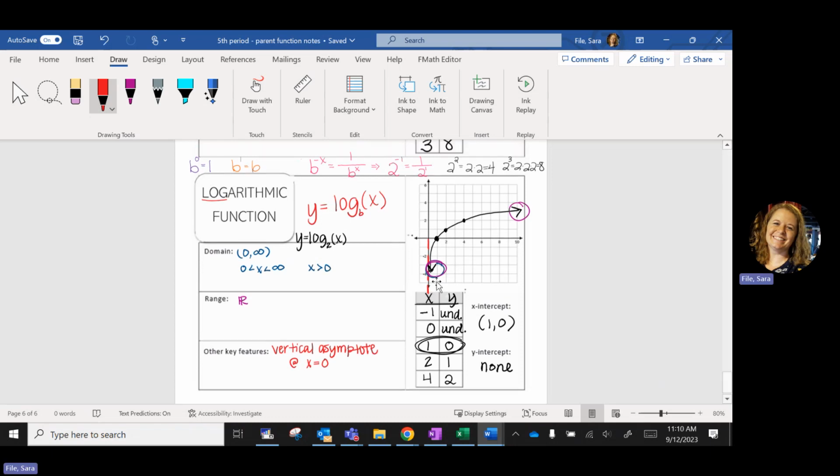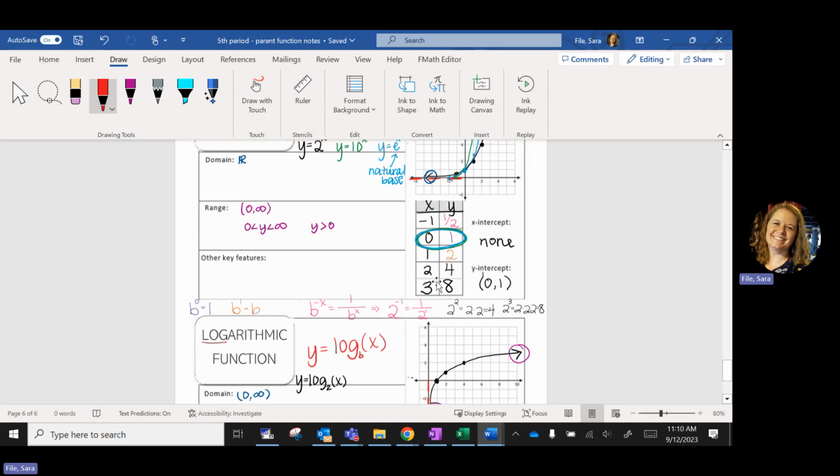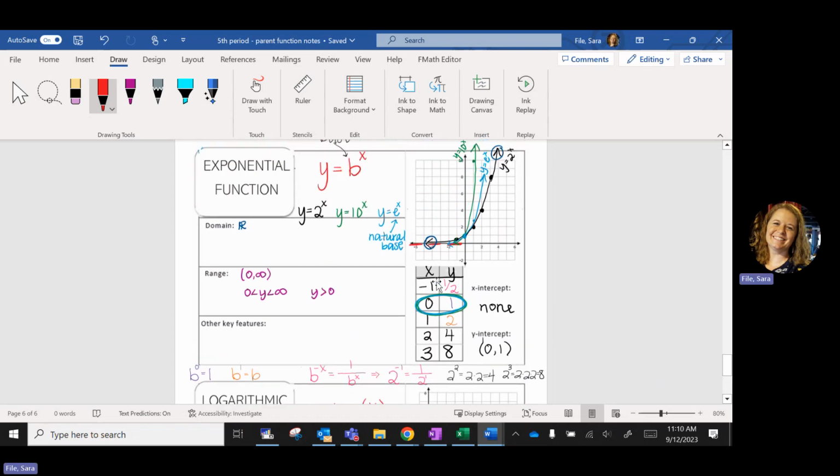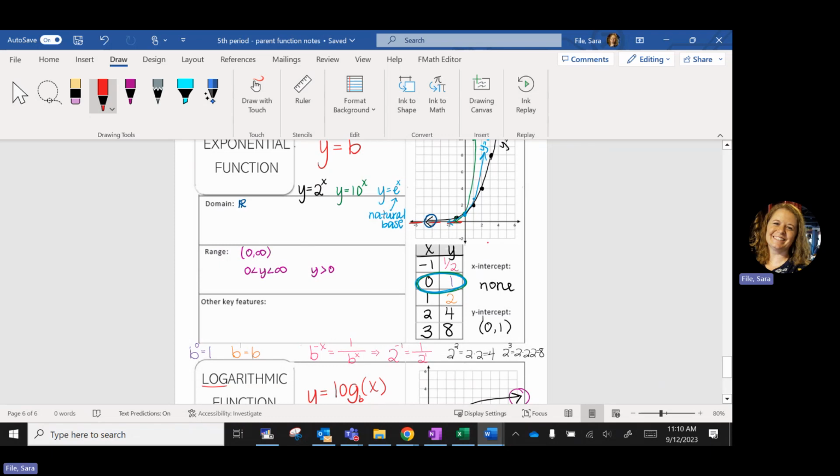Okay, so let's look at exponential. So exponential, what's different about the dashed line here? It's along the x-axis, so it's a horizontal line. So we have a horizontal asymptote.